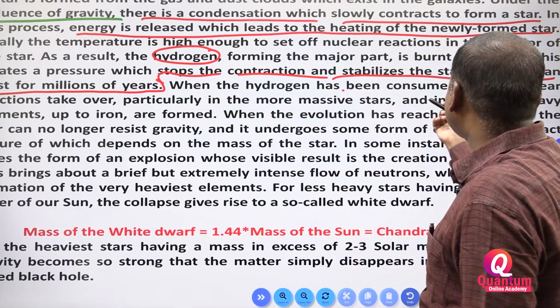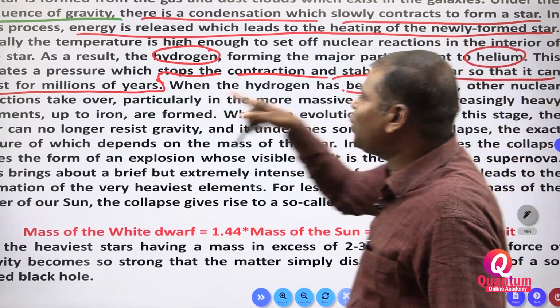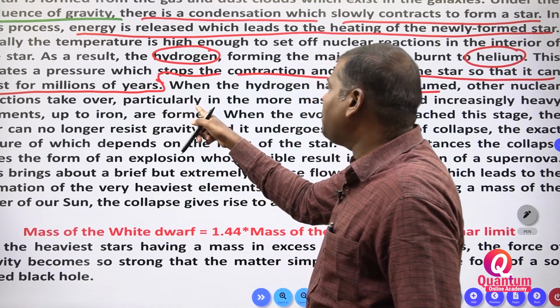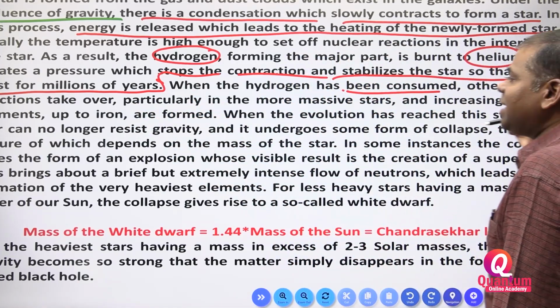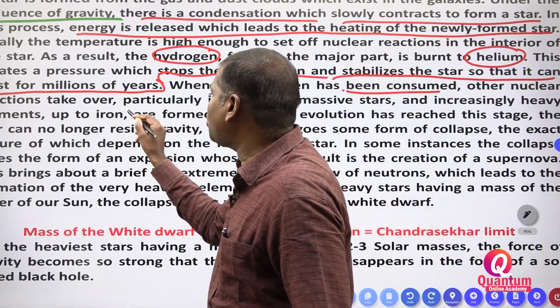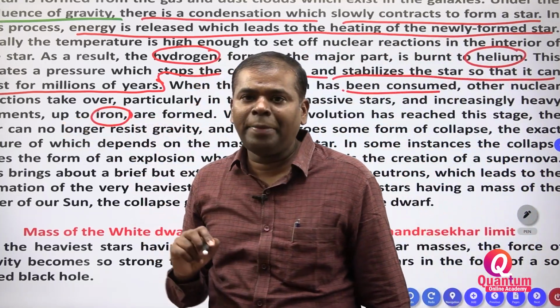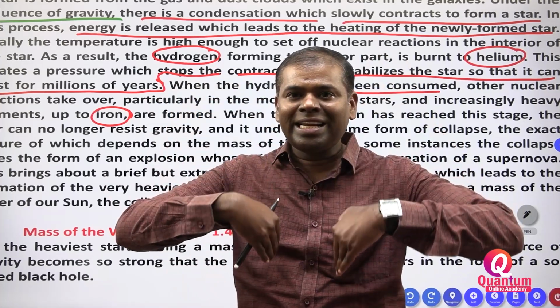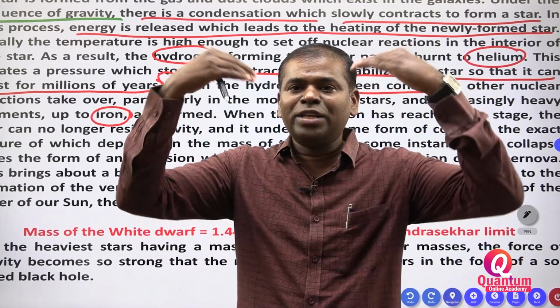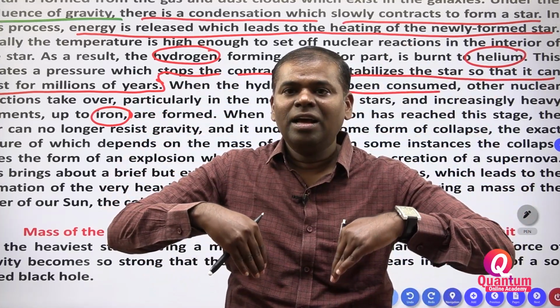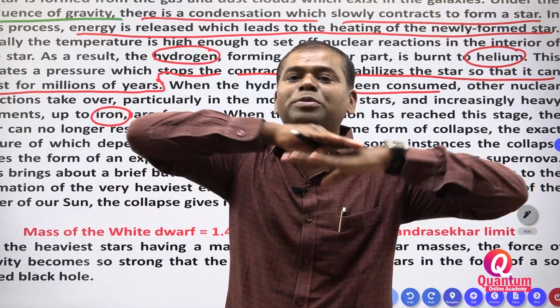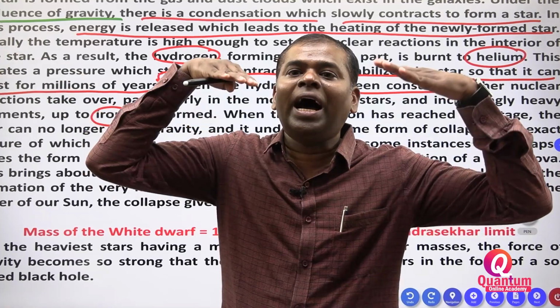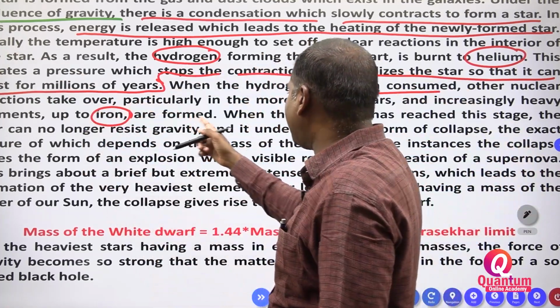When the hydrogen has been consumed, other nuclear reactions take over, particularly in the more massive stars, producing increasingly heavy elements up to iron. What will happen? After consuming the hydrogen, other elements can predominate. Up to where will it go? Up to the iron, elements are formed.